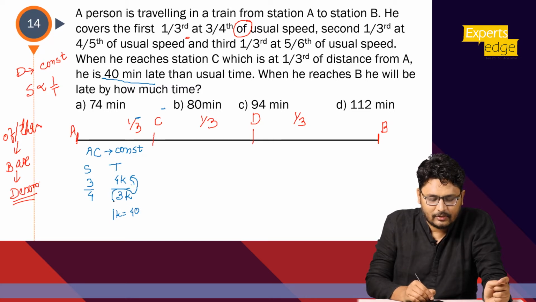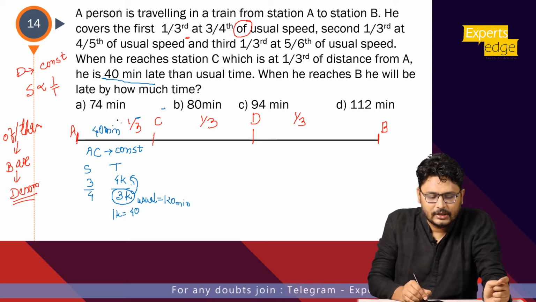So usual time, what is this? Usual time, denominator, as I said, it is usual time. So usual time is 120 minutes. Okay, so I hope this is clear. And in this case, he is late by 40 minutes. So यहाँ पे तो 40 मिनट late हुआ है.